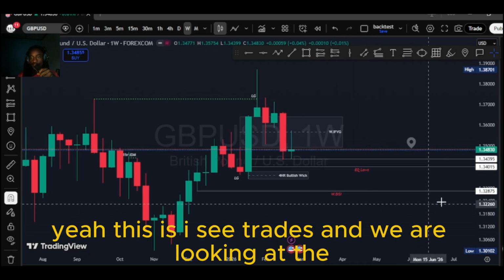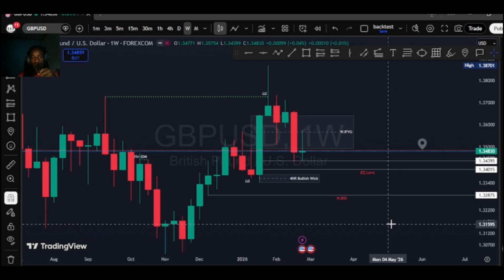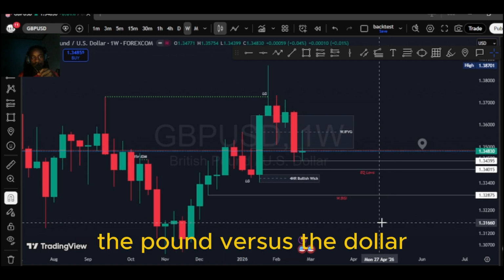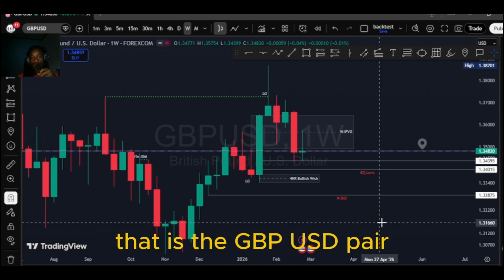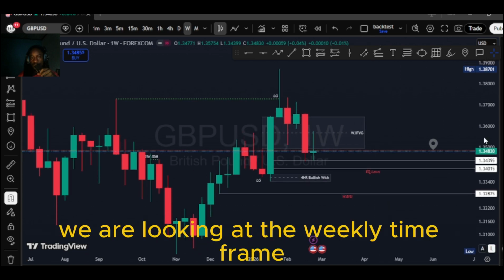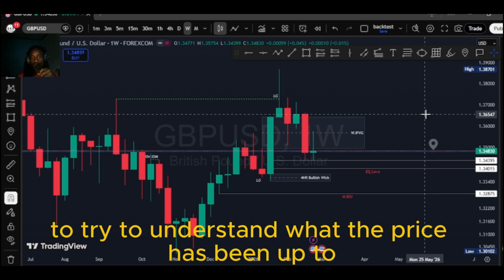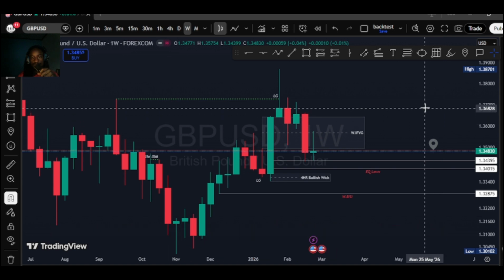Yeah, this is IC Trades, and we are looking at the pound versus the dollar, that is the GBPUSD pair. And now we are looking at the weekly time frame to try to understand what the price has been up to.